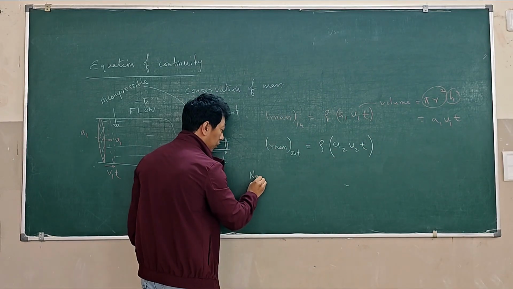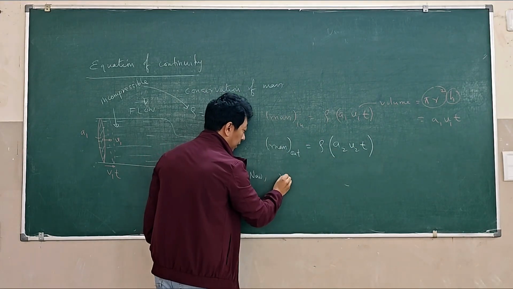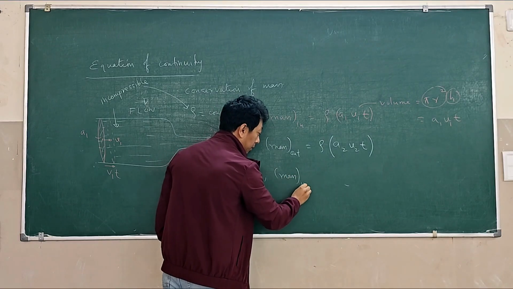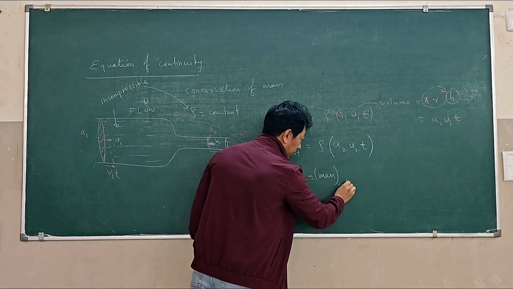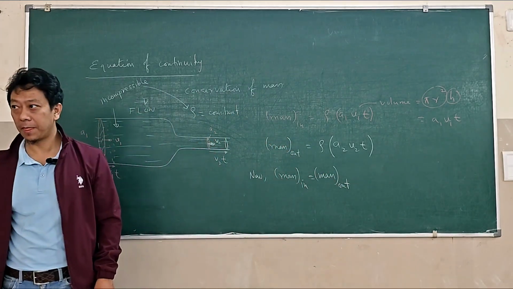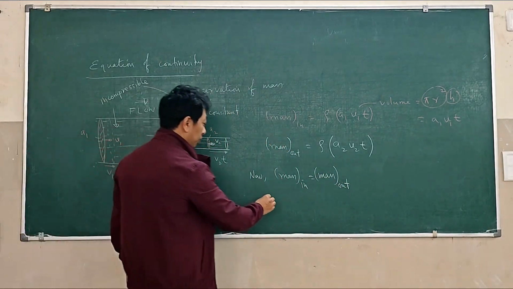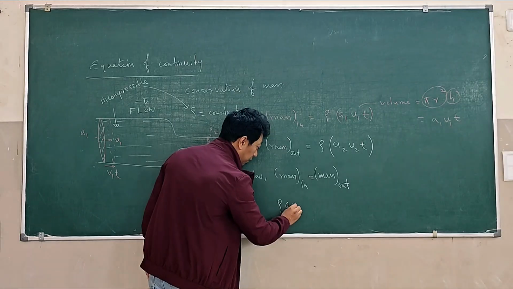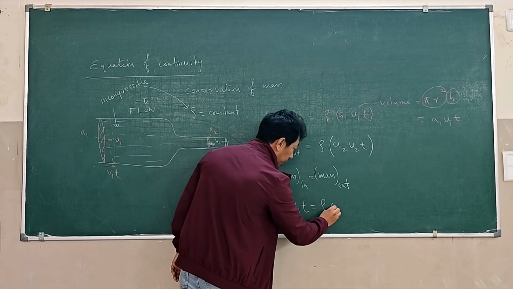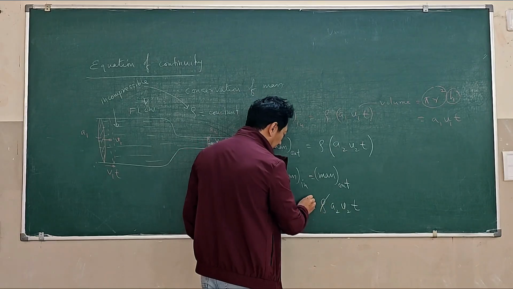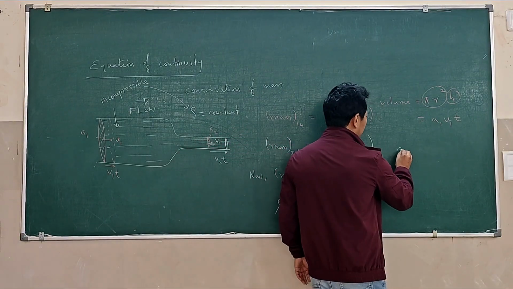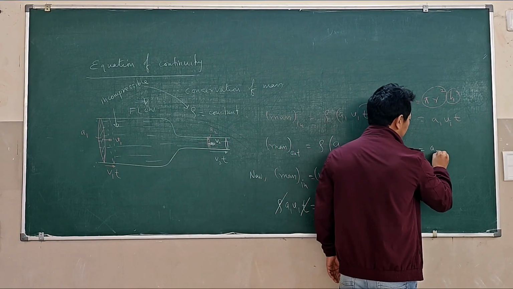Now we know that this mass coming in must equal mass going out. This is called conservation of mass basically. Substitute, what will you get? Rho A1 V1 into T equals rho A2 V2 into T. So density gets cancelled, time gets cancelled. So what do you get? A1 V1 remains same as A2 V2.